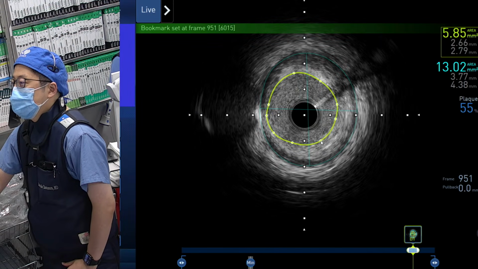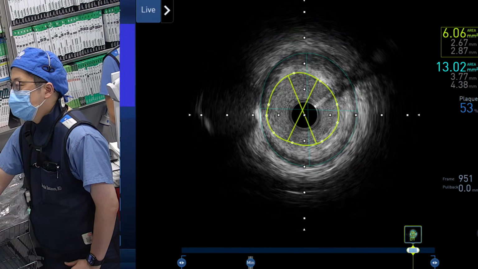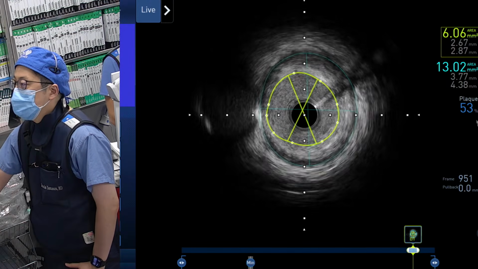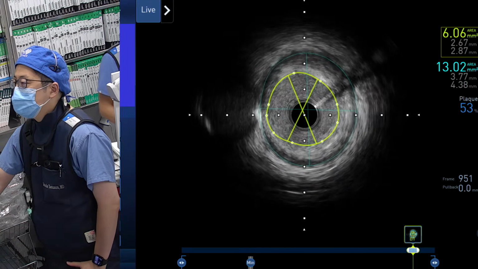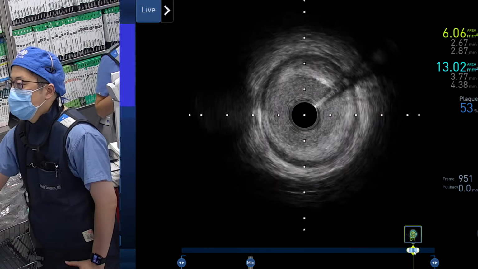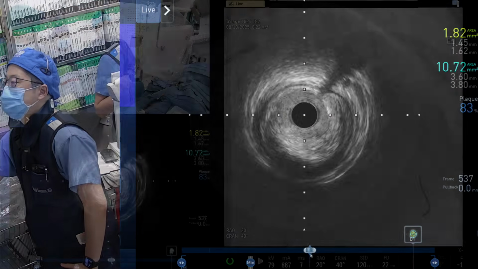Okay. Like actually borderline. Borderline 6. It's just 6 millimeter. Plaque burden 53%. This is the proximal left main. So that's fine. Let's go to the proximal LAD at the level of the diagonal.